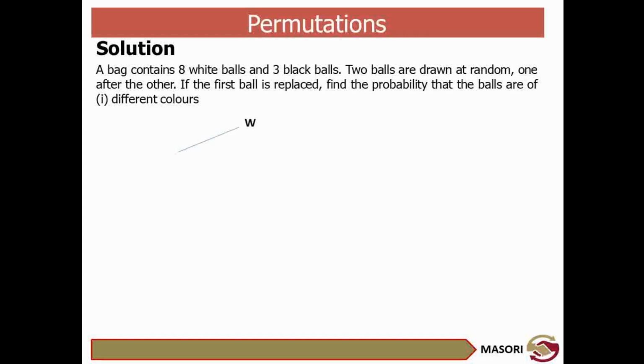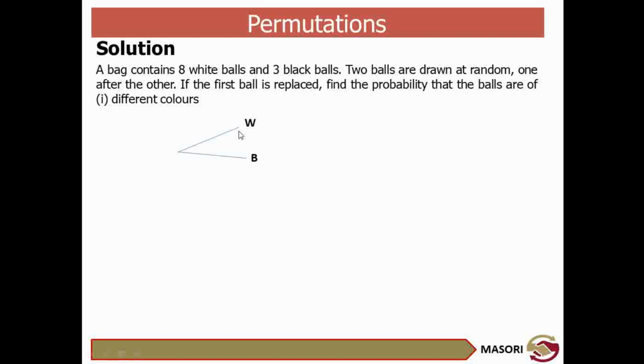Okay, so first thing, let's draw a tree diagram. So we have white. We know that in the box we have 11 balls, 8 are white and 3 are black. So if we add the total balls in a box, we have 11 balls. So there is a possibility that the first ball we pick is white or the first ball we pick is black. Now these balls have been replaced in the box.